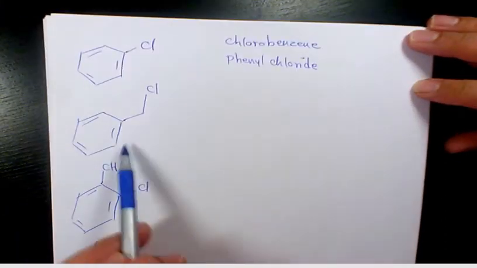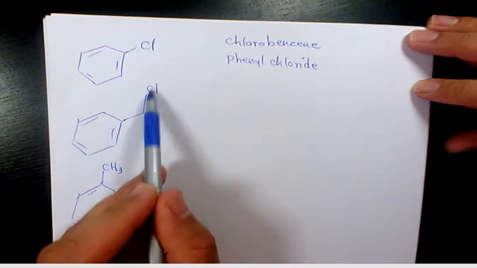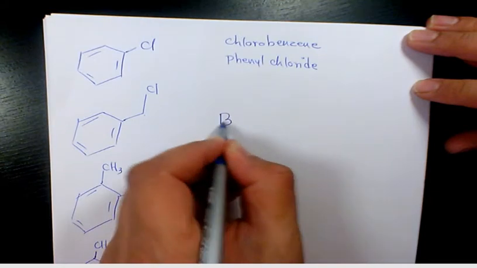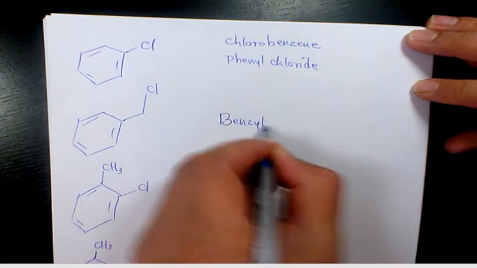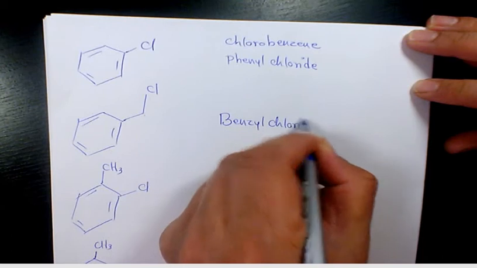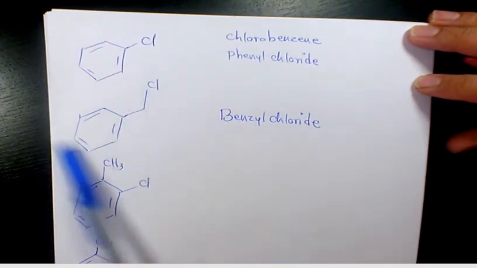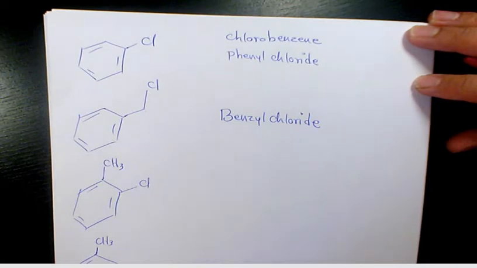Next one, we have a benzene ring, we have a methyl group, and the Cl connects to that. So that's why we're going to call it benzyl chloride. That's the name of this organic compound, because this part is called the benzyl group.